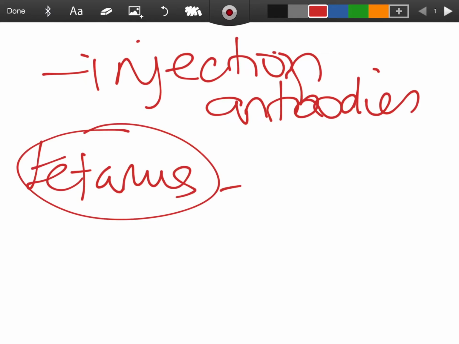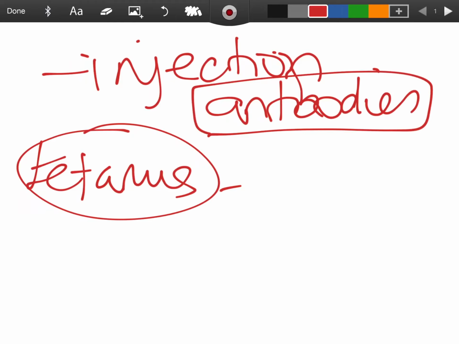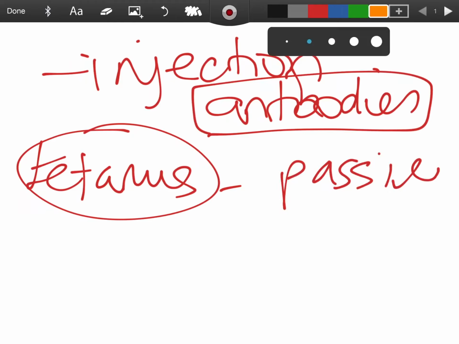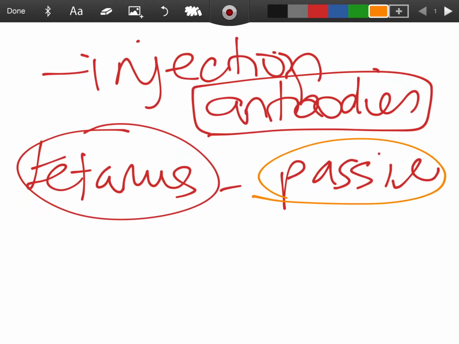So would that be an example of active or passive? The tetanus injections are injections of antibodies that will work against the tetanus pathogen, okay? So it is passive because you're being given the antibodies. Your body is not making the antibody for itself. You've been given the antibody.